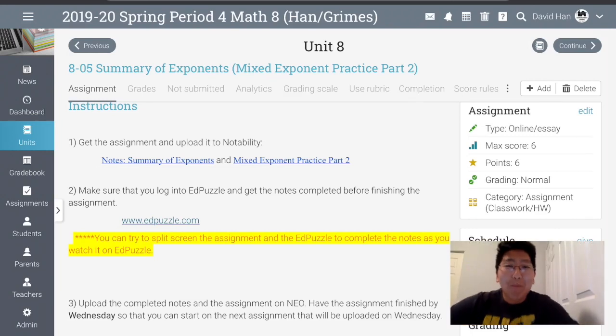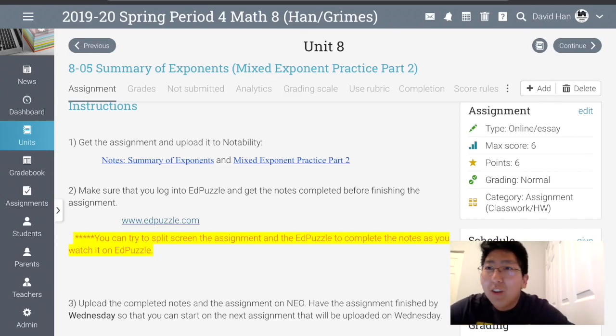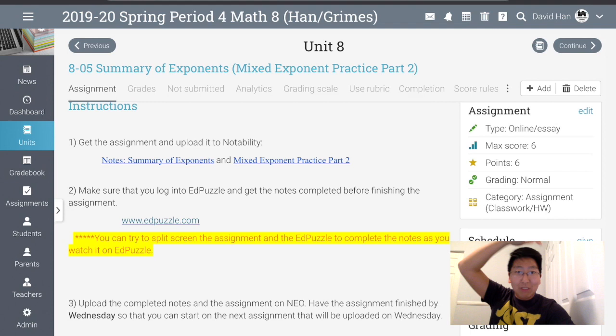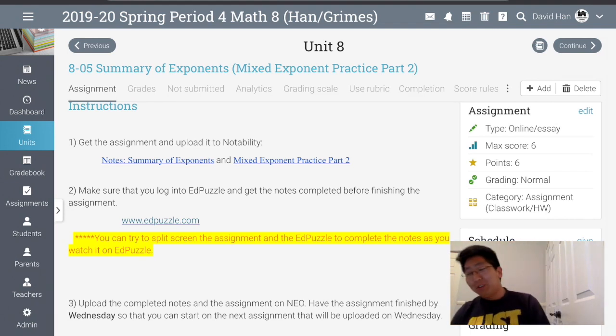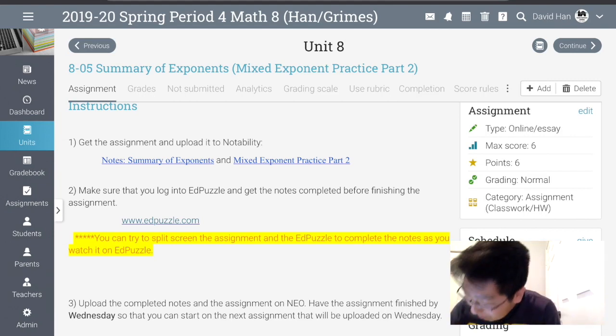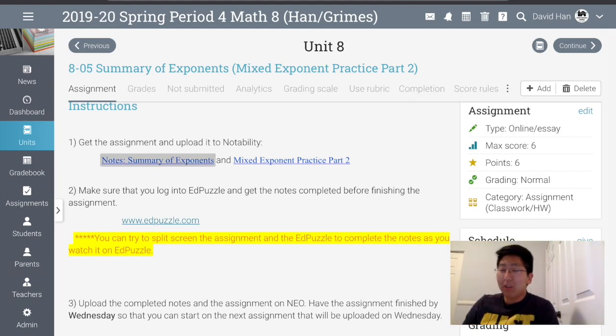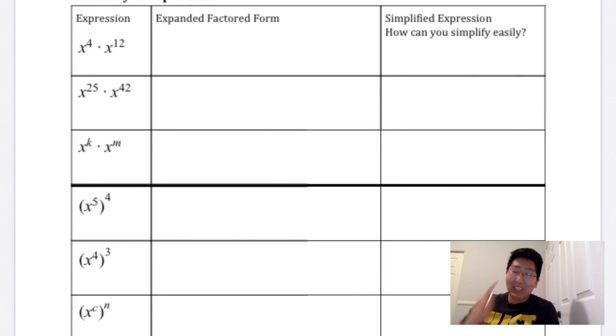Okay. So far I've been talking about exponents and telling you that it's going to be like a game. All you need to know are the rules of the game, and today I'm going to give you the rules. So check it out. If you go on Neo, our assignment is right here, notes, summary of exponents, and I'm going to give you the key to the game, okay?